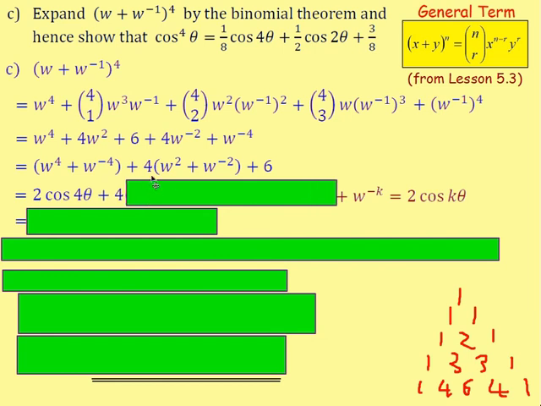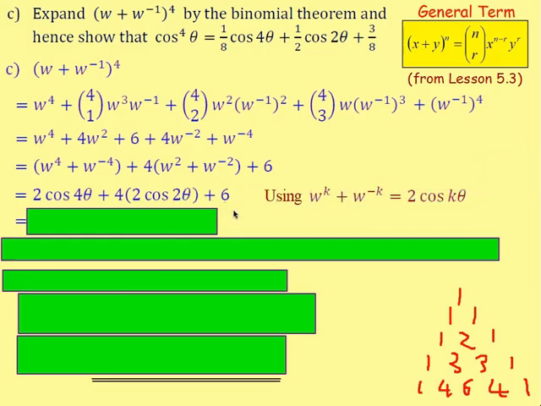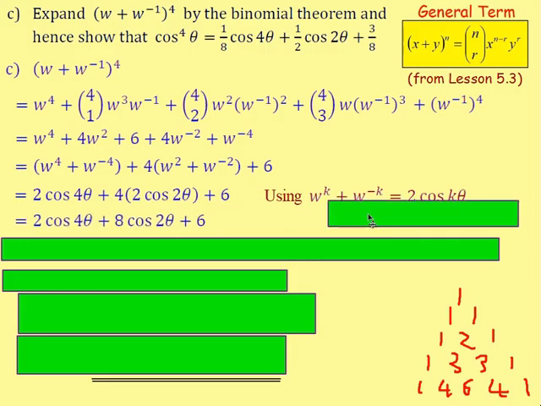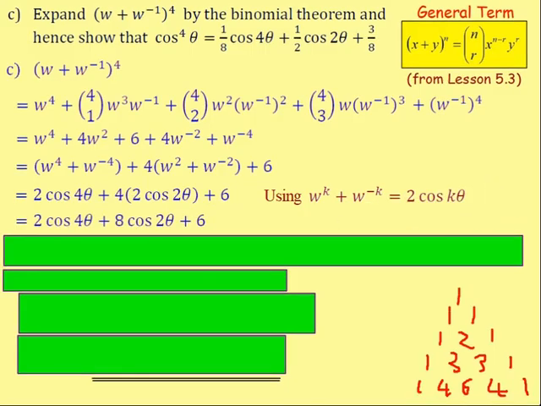We're going to be adding on 4 times w to the power of 2 add on w to the negative 2. All we're doing is replacing the k with 2, so we'd have 2 cos 2 theta. And we've still got this add on 6. 4 times 2 is 8, so you can just rewrite that. What we have to do next is try and find another way of writing that.